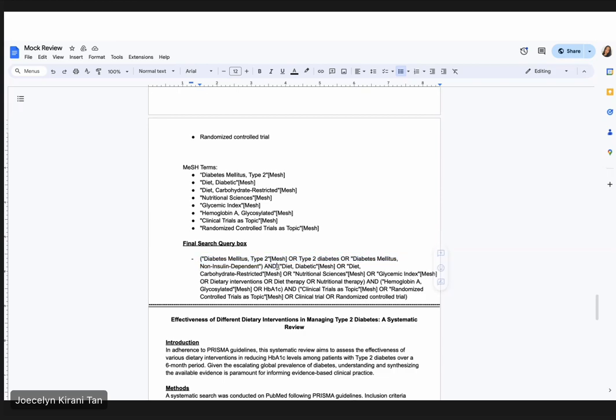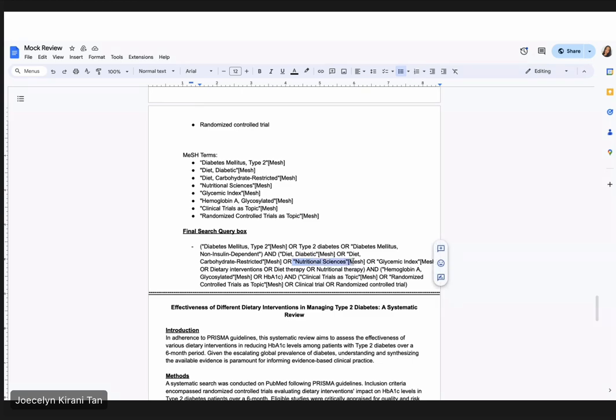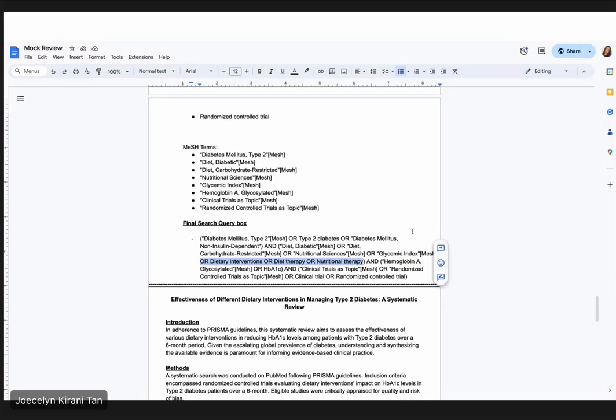And you want to look at the diet because that's our search question. And this was the MeSH term. Or diet carbohydrate restricted MeSH, again another MeSH term. Or nutritional sciences, or glycemic index, or dietary interventions. So this is again covering what you very astutely asked just now: what if MeSH doesn't cover what I'm looking for? Then you just write it out anyway with your OR Boolean operator. So this is another synonym.